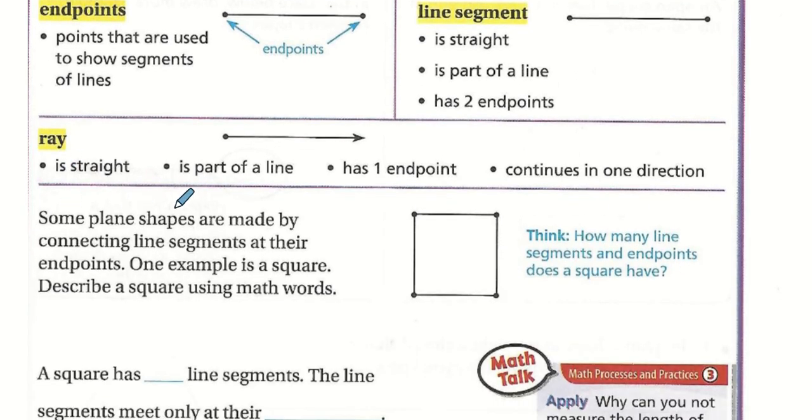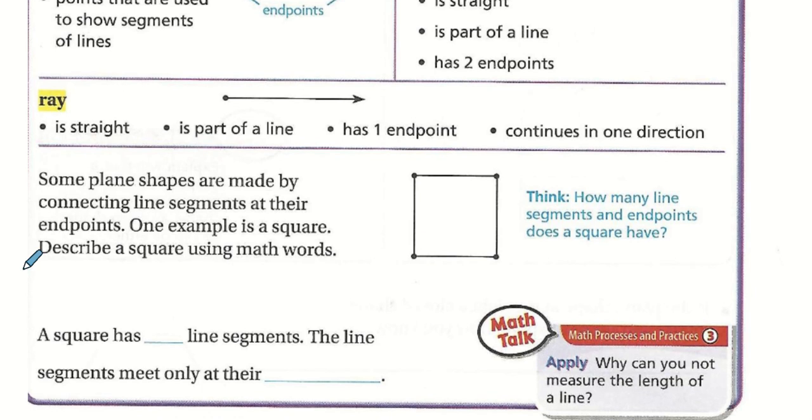It says some plane shapes are made by connecting line segments at their endpoints. One example is a square. So if we look at this square, we can see that these are line segments because they're straight, they're part of a line, and they each have two endpoints. Okay, so if we look from here to here, this line segment connects to this line segment, which connects to this line segment, and then this line segment closes the shape.